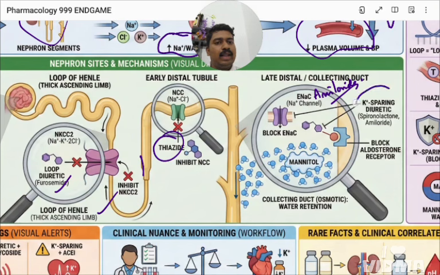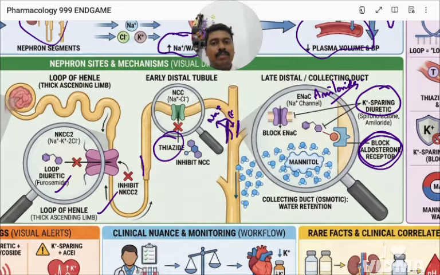Next, second is we use potassium sparing diuretic, which acts on the distal collecting tubules. It will block the aldosterone receptor. What is the action of aldosterone? Aldosterone receptors are present here, in the distal tubules near the collecting tubules. It helps reabsorb sodium, and it causes excretion of potassium.